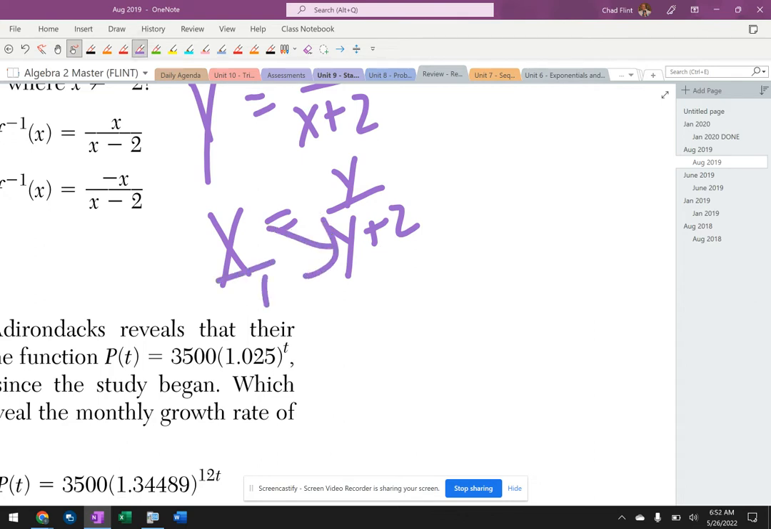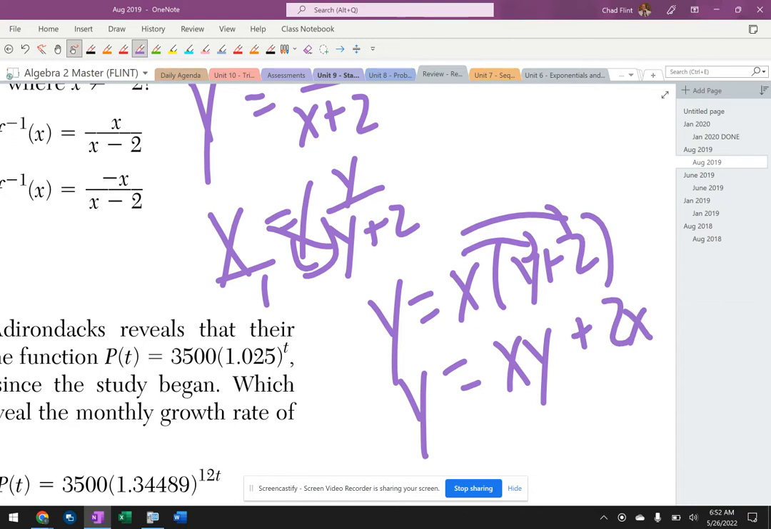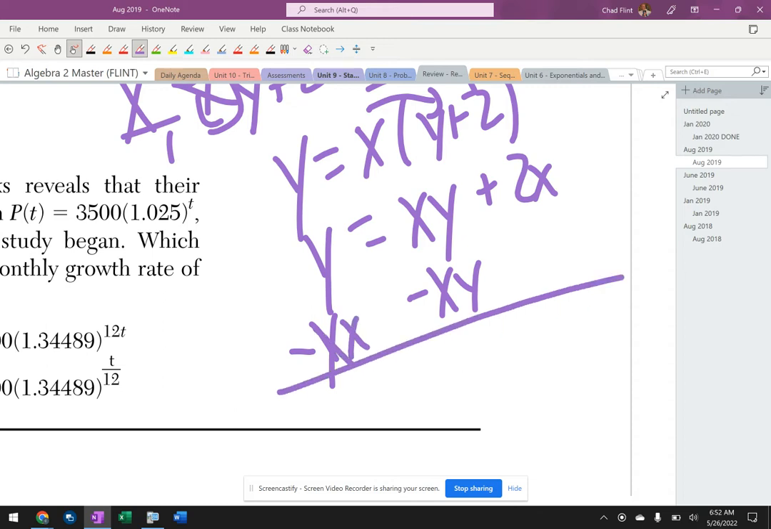I guess let's see, let me think here how I'm going to do this. y equals x times y plus 2. y equals xy plus 2x. I think this is going to work. xy. y minus xy equals 2x.